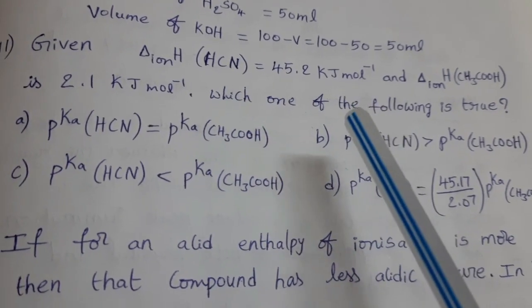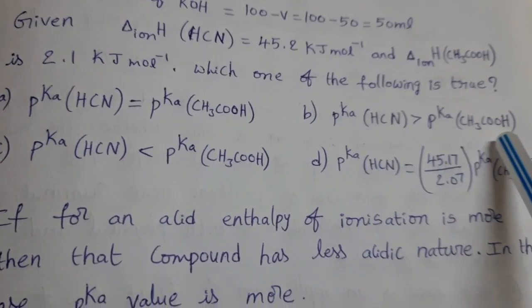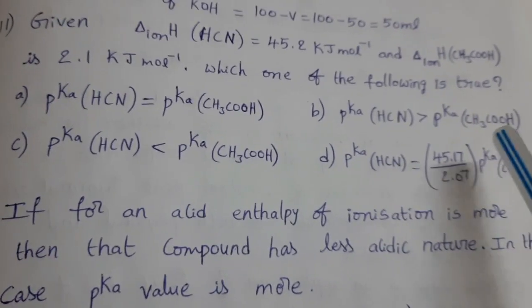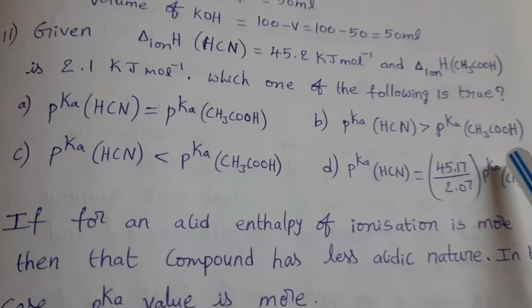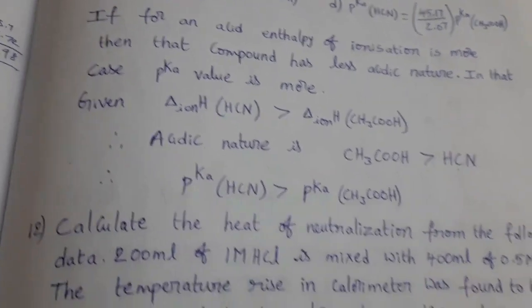Then what is the suitable option? pKa of HCN greater than pKa of acetic acid. So option B is the answer. I hope you understood the explanation. Next, see the next question.